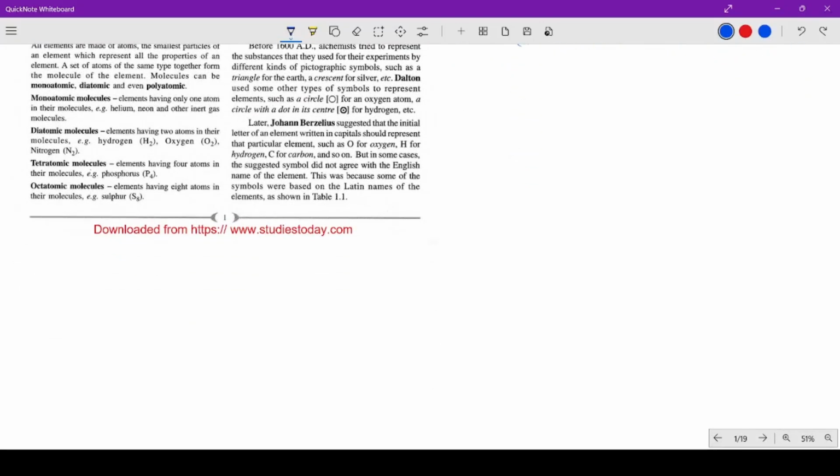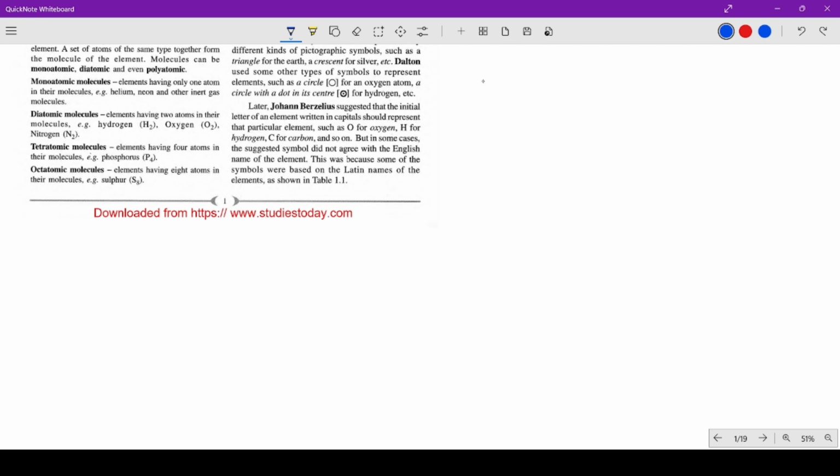So let's start with the symbol. What is a symbol? A symbol is the shorthand representation of an element. As this is a revision class, I'm not discussing how it is formed. You know the symbol. So let us write the symbol of a few elements.